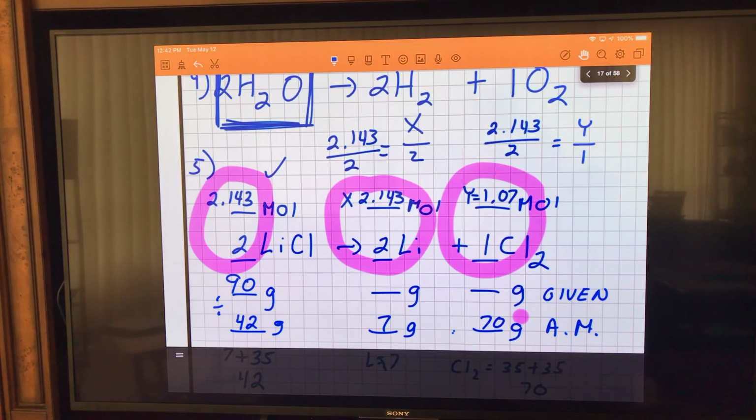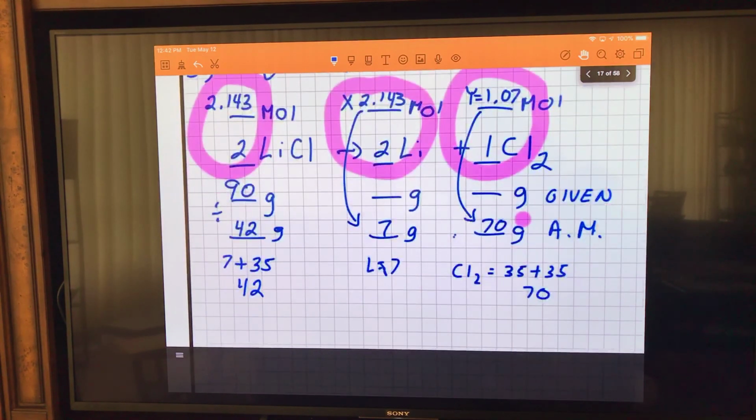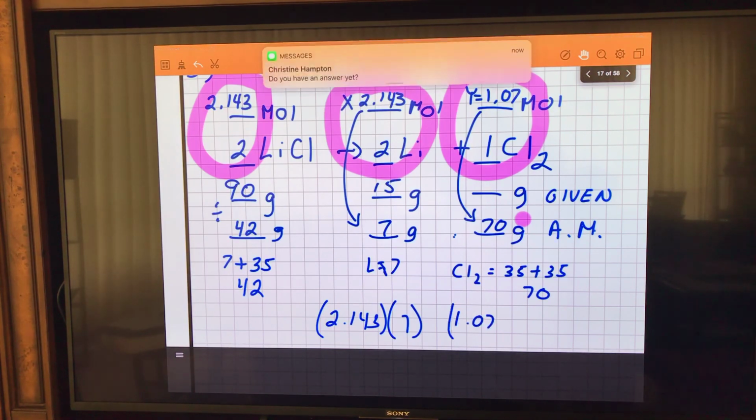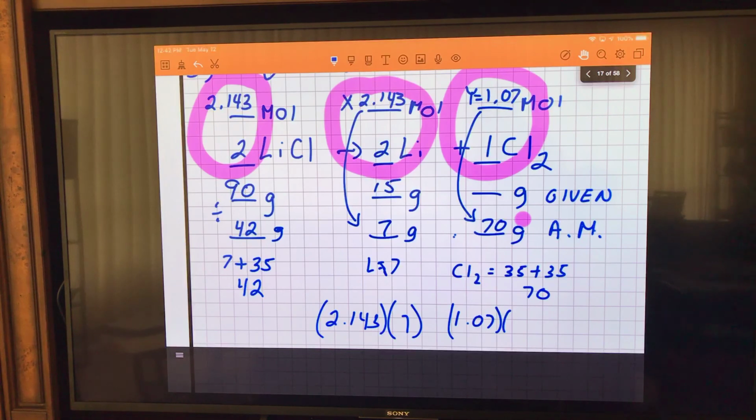One last step, we just have to do some multiplication of that times 7, that times 70, and 2.143. So 2.143 times 7 is going to be 15. And 1.07 times 70 is going to be 75.